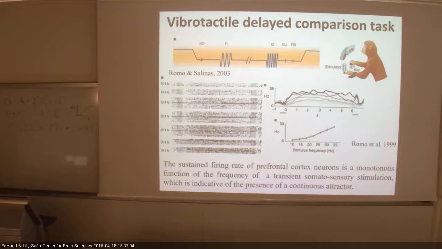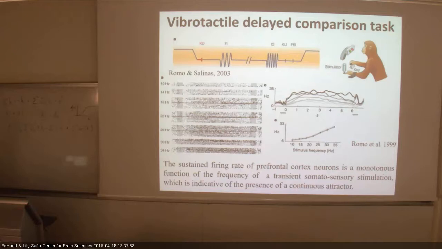So let's think about these as fixed points. If these are fixed points of the dynamics, then this observation implies that the dynamics is endowed with many fixed points: one fixed point corresponding to this level of activity, another one to this level of activity, another one to this level of activity, and so on. So from this example, it seems that the prefrontal cortex is endowed with at least 1, 2, 3, 4, 5, 6, 7 fixed points.